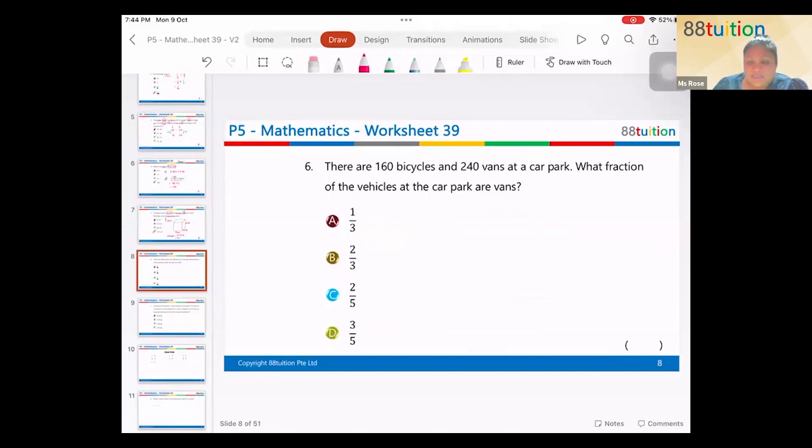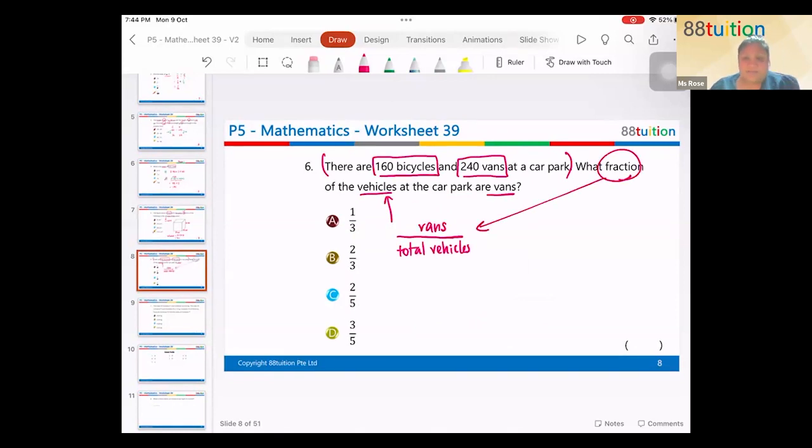Question 6. You have 160 bicycles and 240 vans at a car park. What fraction of the vehicles at the car park are vans? What fraction of the vehicles means what you want as the denominator is the total vehicles, right? At the car park are vans. So this is the representation that you want.